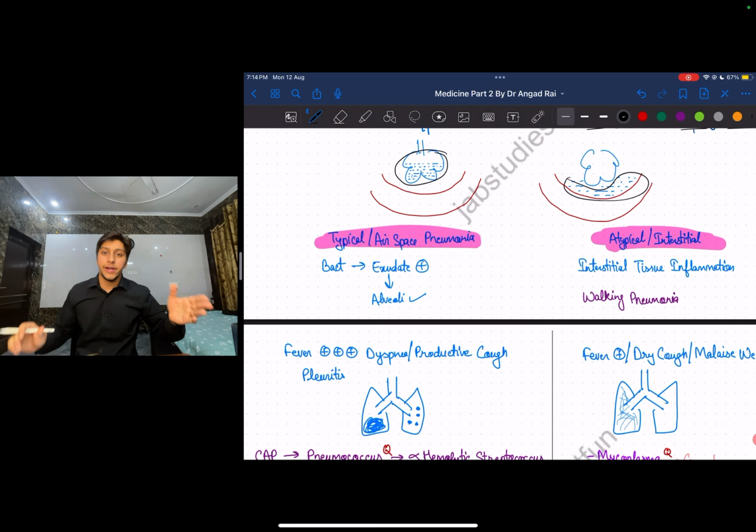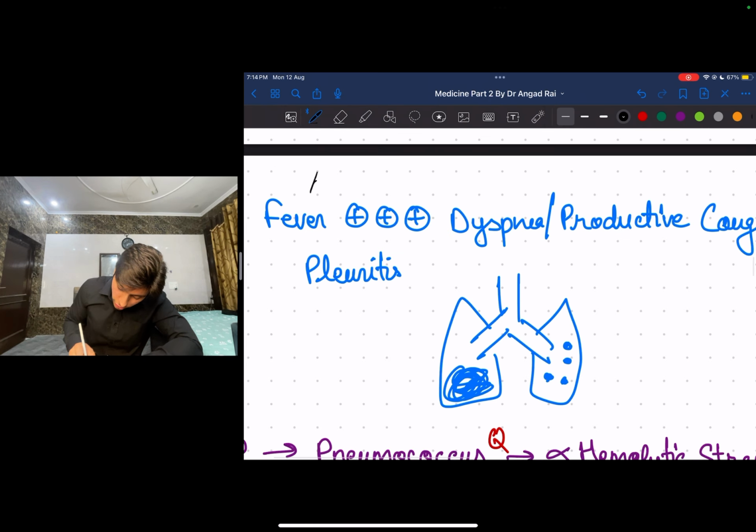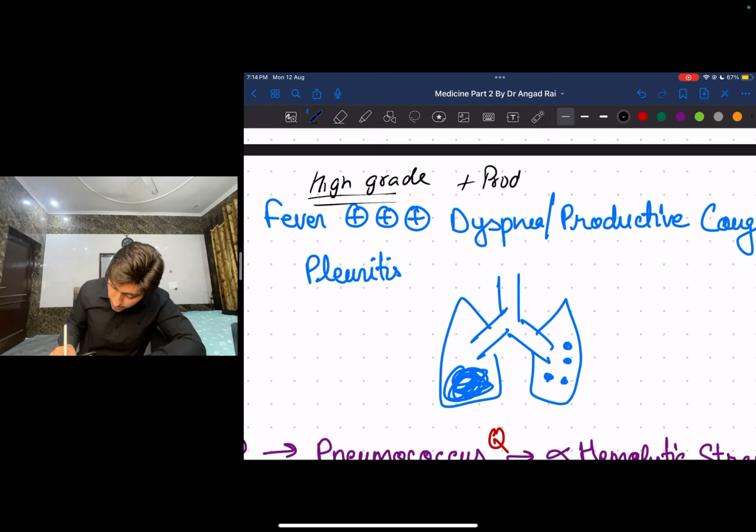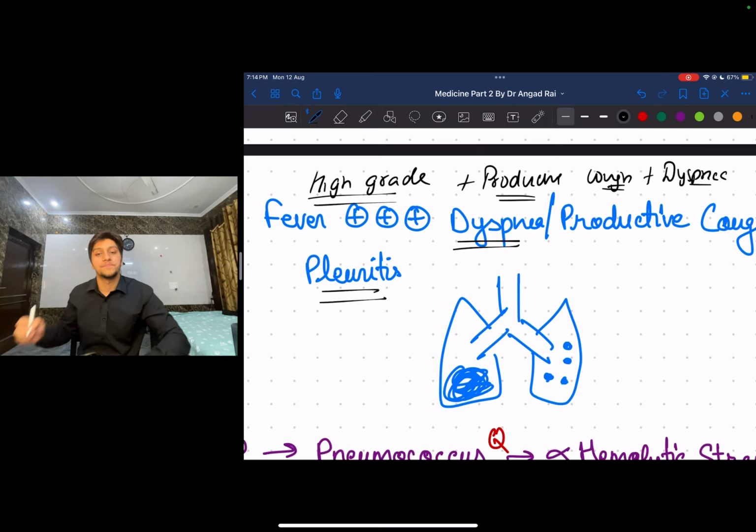But on the other hand, a proper pneumonia which we think about, they are going to have a high grade fever, guys. They are going to have productive cough. And along with that, they will also have difficulty in breathing. High grade fever, productive cough, dyspnea, and also they will have pleuritis. Okay, high grade fever, productive cough, dyspnea, and pleuritis.